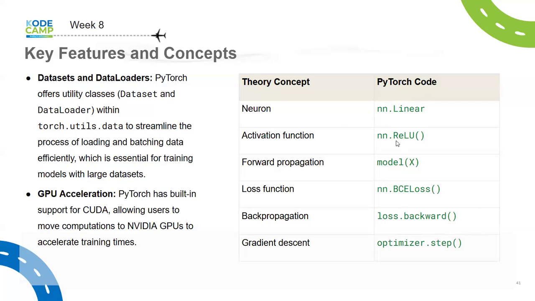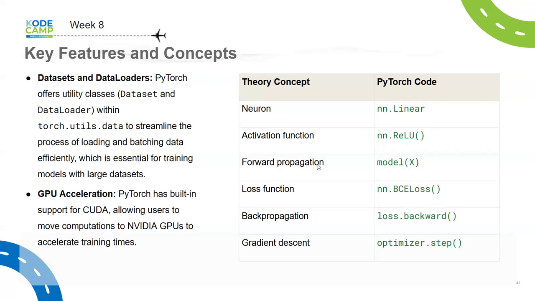Then you have activation functions. So you also have different activation functions. We are going to talk about that a bit more in detail. You have nn.ReLU as an example. We already kind of looked through some of them, right? But we're going to go into more detail on the activation functions.